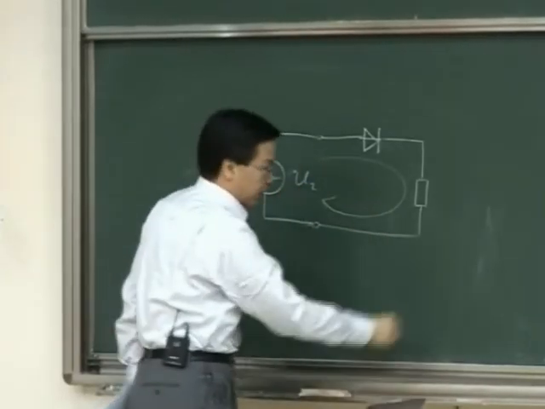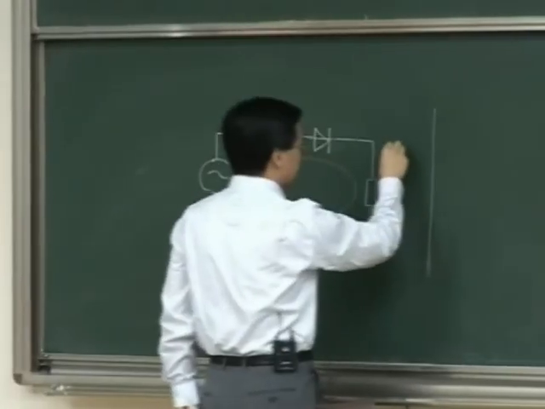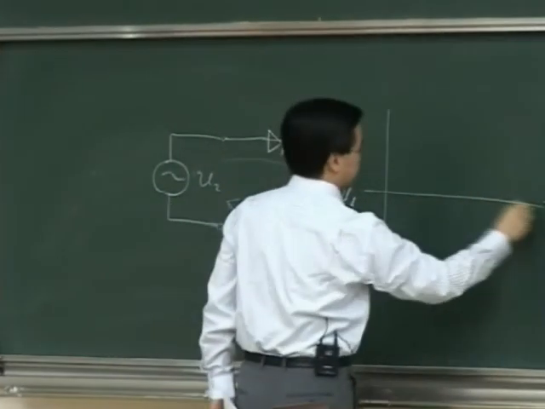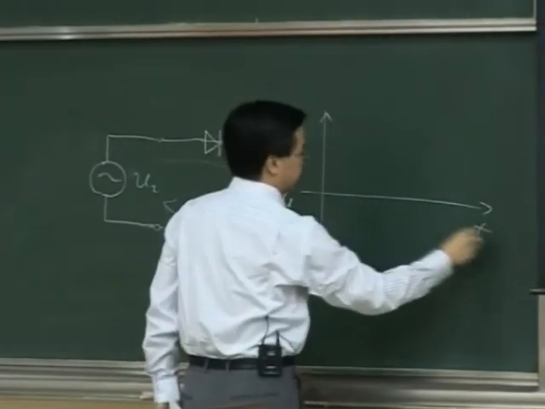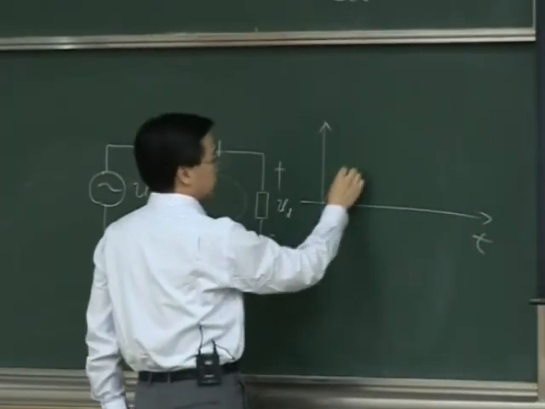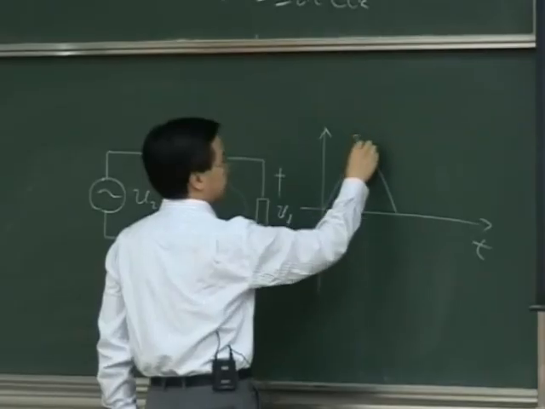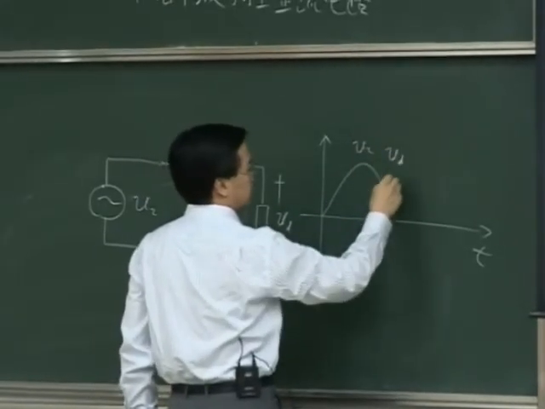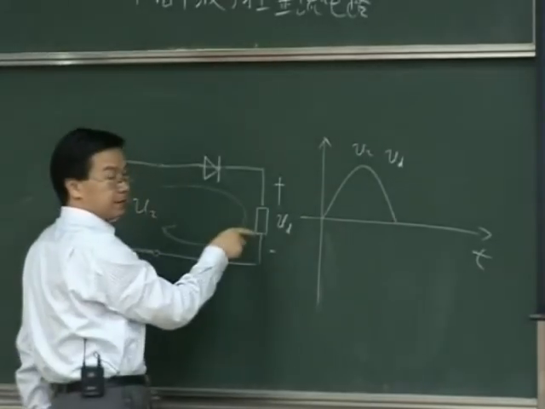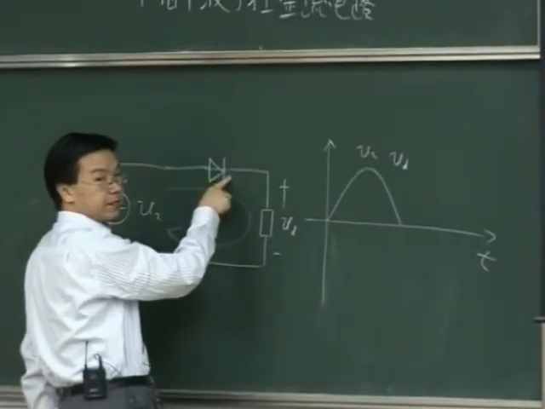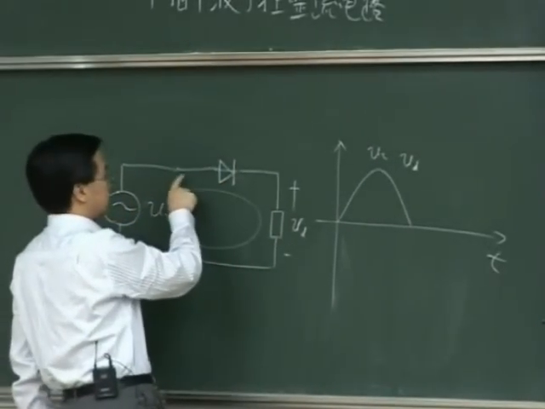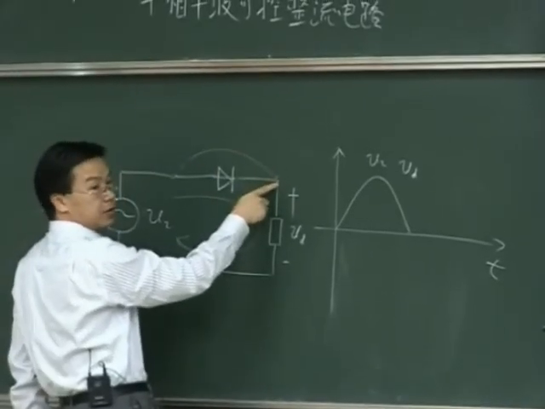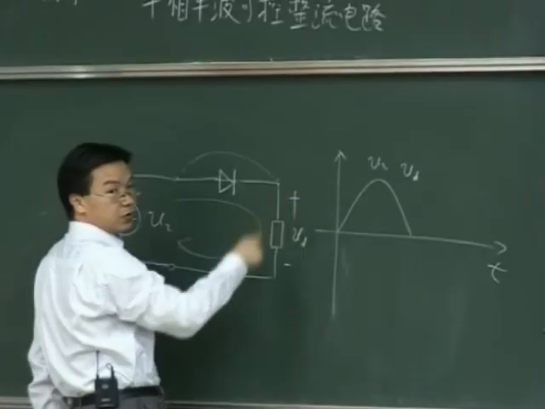Okay, and therefore if you look at this load, the load voltage is very simple. When the input voltage is positive, this is U2. When it's positive, the load voltage will be the same as the input voltage, because this diode is conducting. This terminal will be considered as short circuit to this terminal. So UD will be equal to U2.